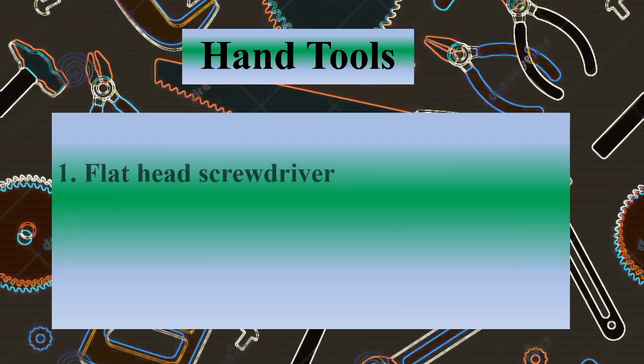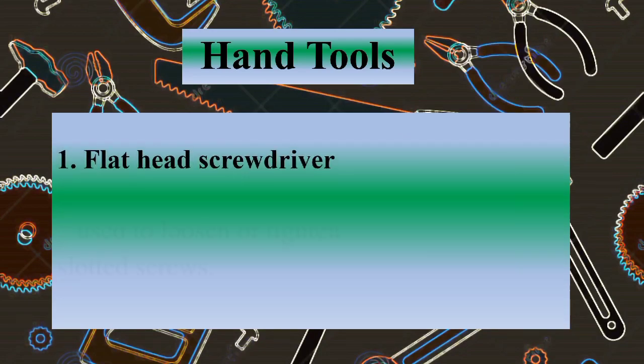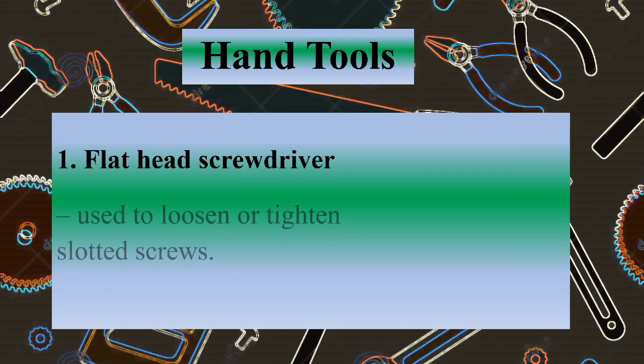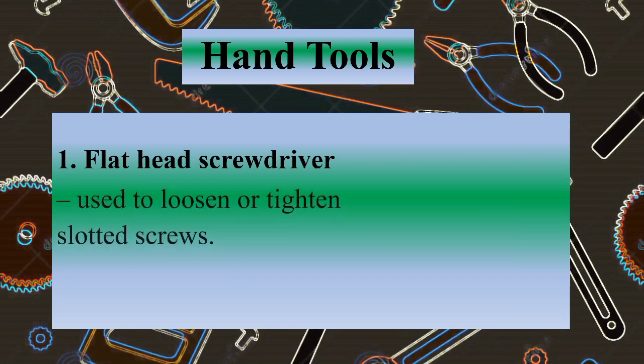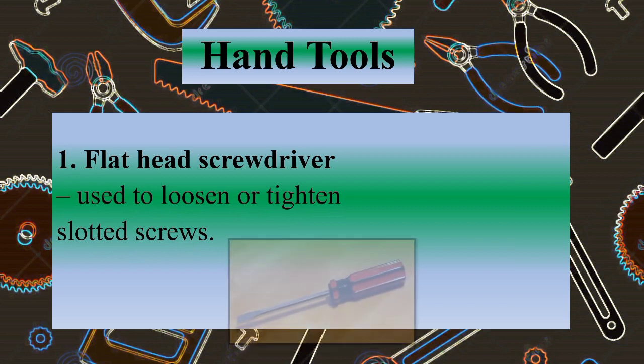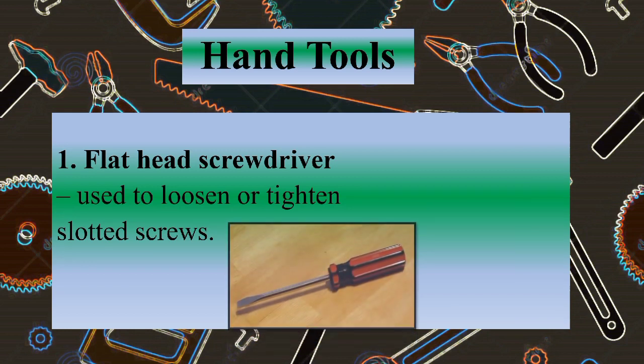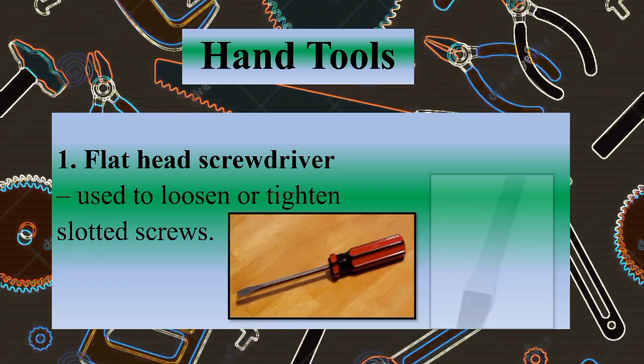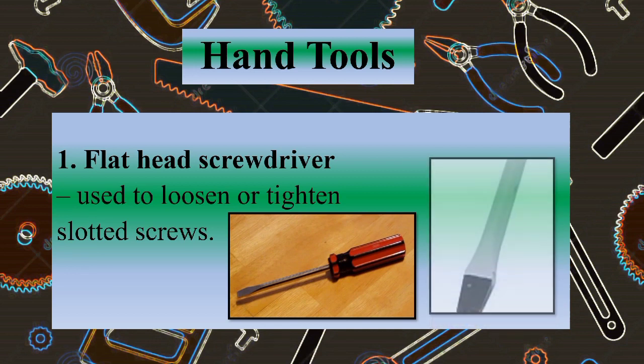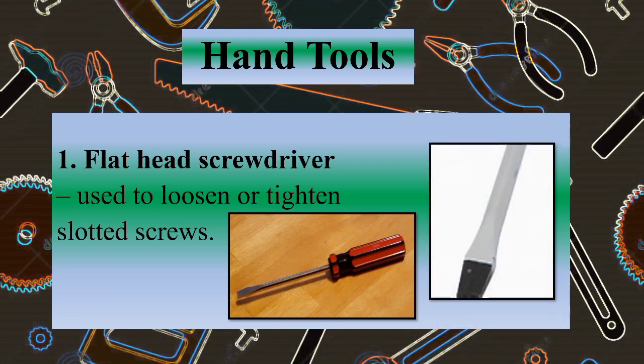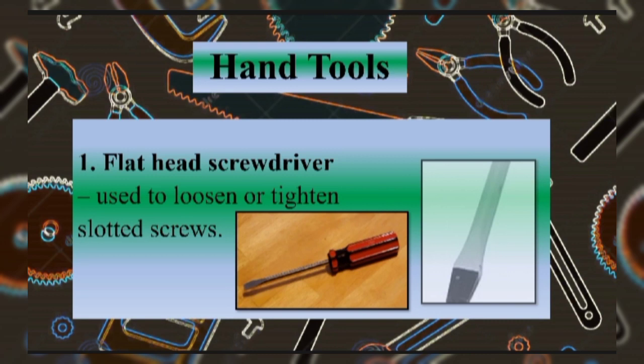Next is the hand tool. So, flathead screwdriver. It is used to loosen or tighten slotted screws, or negative. The tip is negative. So that is the example of a flathead screwdriver. Observe the tip of this tool. It is negative.